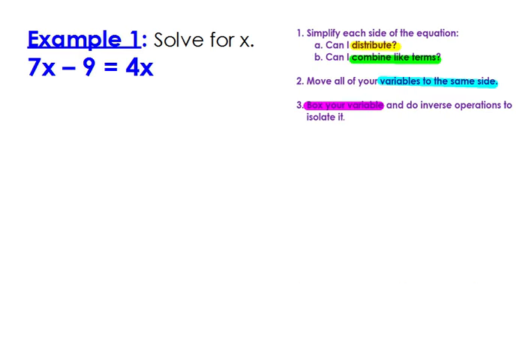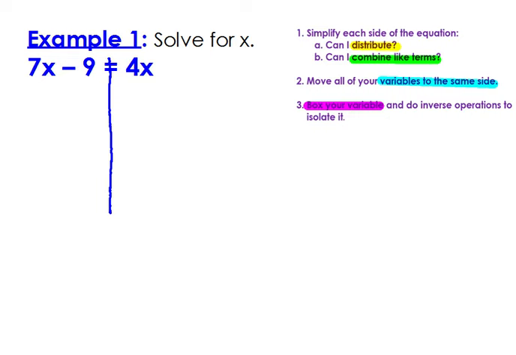So for example 1, we are going to draw our line down the middle like we have been every time, and we're going to follow the exact same steps that we did before. So the first question we ask ourselves is, can I distribute? No, there's no distributing on either side. Can I combine like terms? No, these are not like terms. This has no other terms.